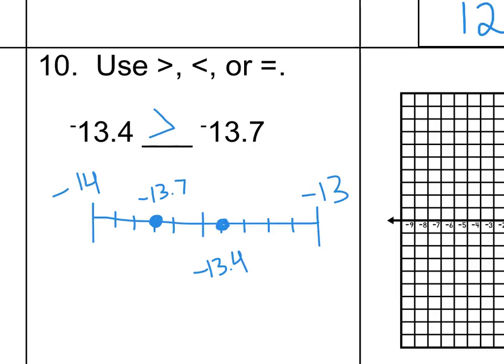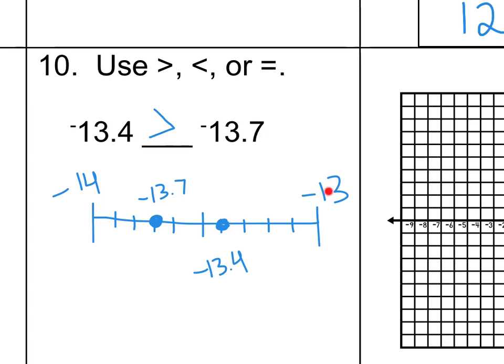So to explain why negative 13.4 is greater than negative 13.7 is to understand that they're both negatives, so they're both to the left of 0. 0 would be way over there. And they are between negative 13 and negative 14. So I drew a number line, and I cut it into 10 pieces because these are tenths. So this is 4/10, this is 7/10.